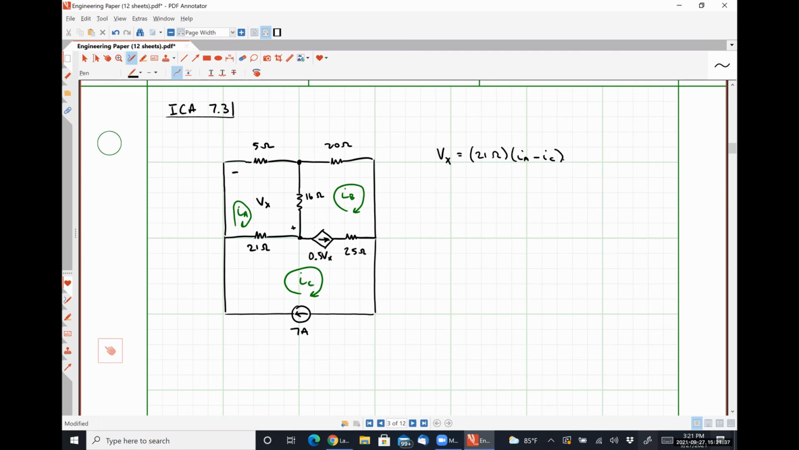All right. Now, since we have 2 current sources, let's go ahead and write our current relationship equations as well before we forget about it. Alexis, what should my current relationship equation be for my dependent source, that 0.5 Vx current source there in the middle of the circuit?